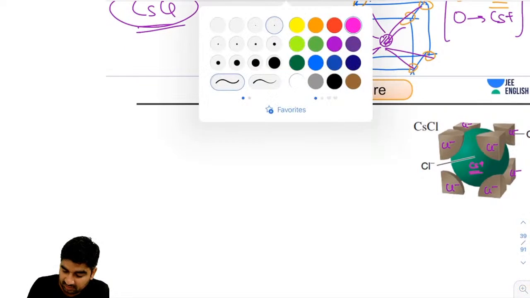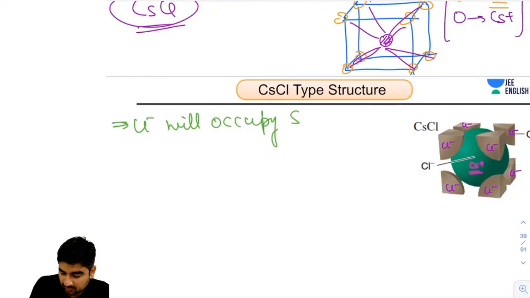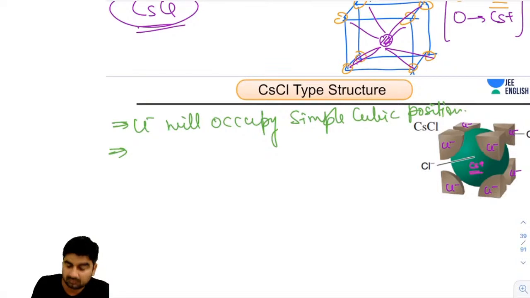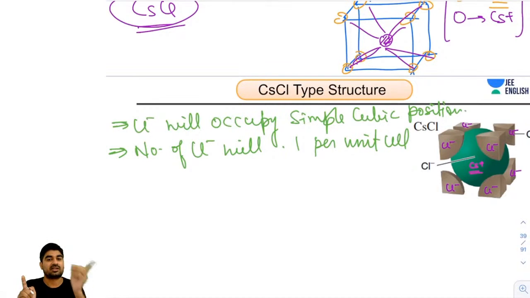So we can say chloride will occupy simple cubic positions. So the number of chloride will be 1 per unit cell. So in 1 unit cell there will be 1 chloride ion. Now where are the cesium? Yes, where are the cesium guys?